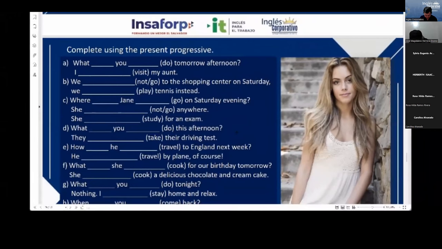Okay. What are you doing tomorrow? I'm visiting my aunt. Y ahí no me acuerdo, Herbert. We are not going to the shopping center on Saturday.